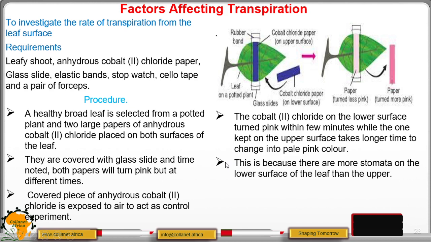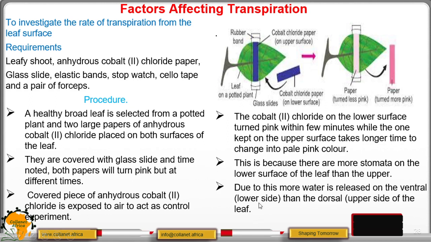Reason? Do you know why? The reason is there are more stomata on the lower surface of the leaf than the upper, especially in xerophyte and terrestrial plants. So the anhydrous cobalt-2 chloride is blue in color. When it comes in contact with water, it becomes hydrated and changes color to pink. So because there are more stomata on the lower surface of the leaf than the upper, more water is released on the lower side than the upper side of the leaf.